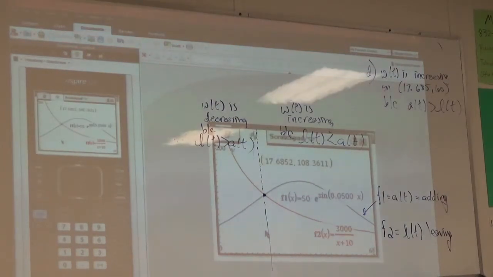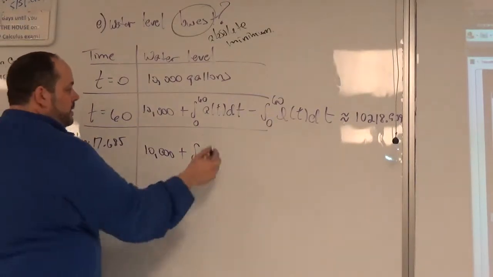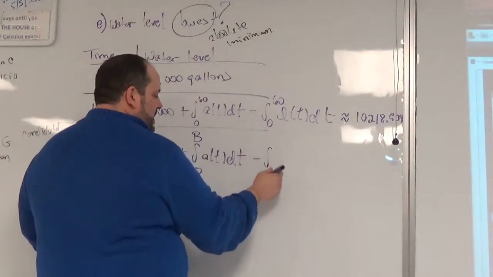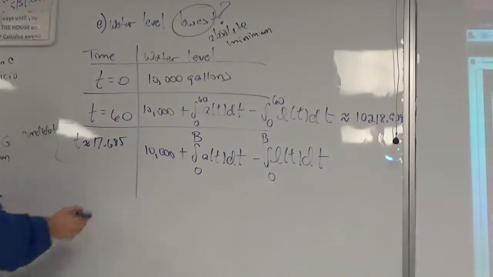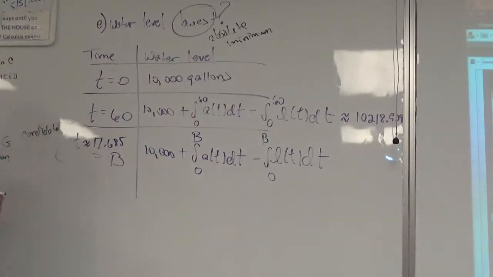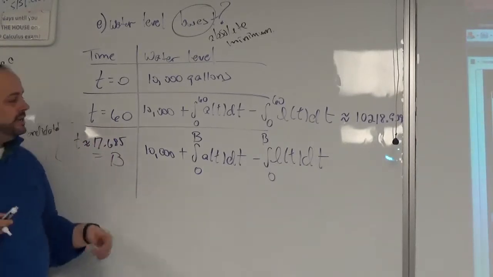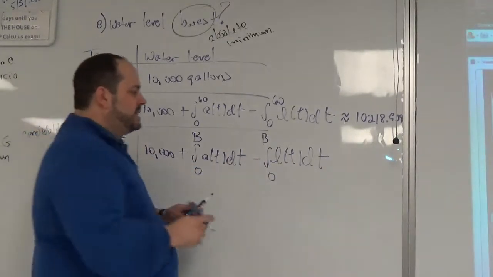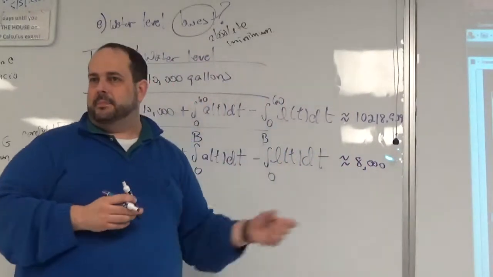To finish this off, I would do 10,000 plus, and you know what I'm going to do because I don't want to write this number out all the time. I'm just going to call it b. So 10,000 plus the integral from 0 to b of A(t) dt minus the integral from 0 to b of L(t) dt. If we had time, I'd ask Miguel to find the intersection point and then find out how much water is there at that time. I'll tell you that it's like 8,000 and something. It's a really bad estimate.